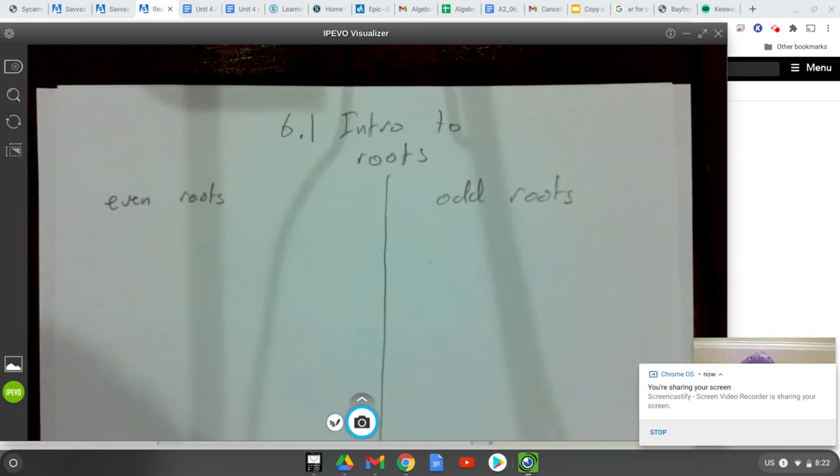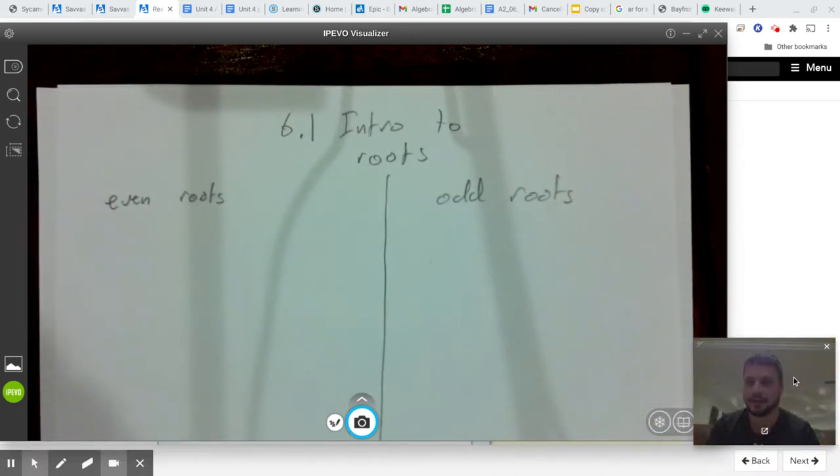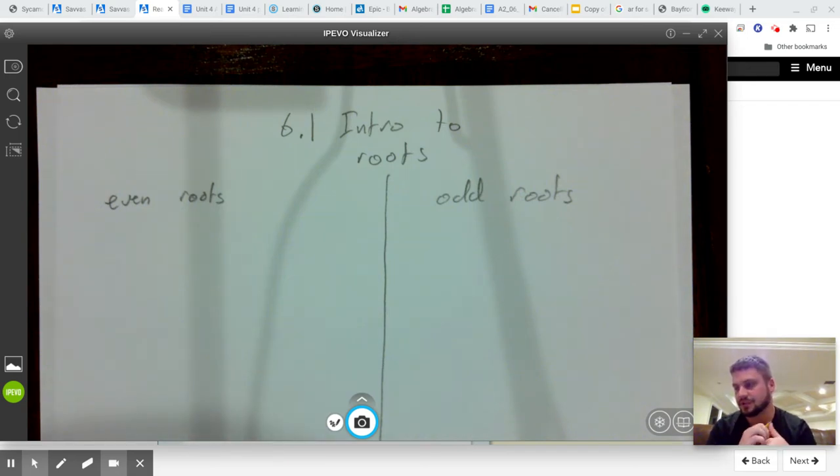Okay, guys, this is the beginning of chapter 6, 6.1. This is going to be the intro to roots: square roots, cube roots, fourth roots, any type of root. Here's what we're going to talk about, just things that you should know. A lot of this you're going to use your calculator for. I'll show you that here in a second. But you've got to get some general knowledge here to start with.